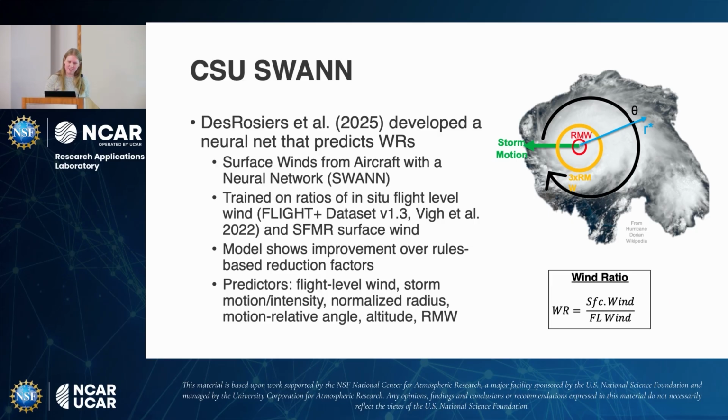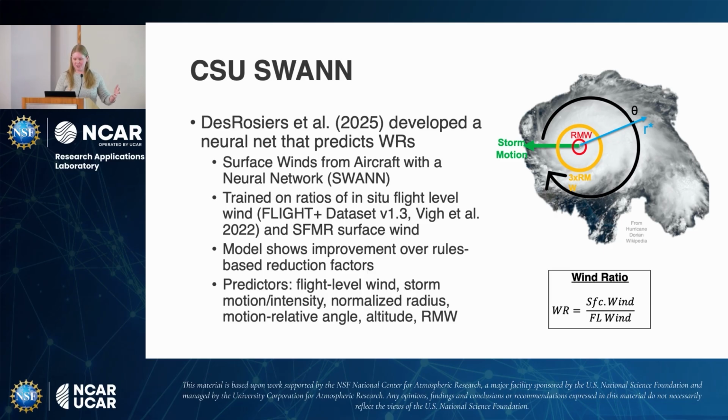I don't have time to go into all the details of SFMAR, but basically it's a microwave radiometer that analyzes ocean emissivity to try and back out the wind speed. It's not a perfect instrument. I'm going to go into that a little bit later, but it's one of the best data sets that we have. So he trained the model on these ratios.